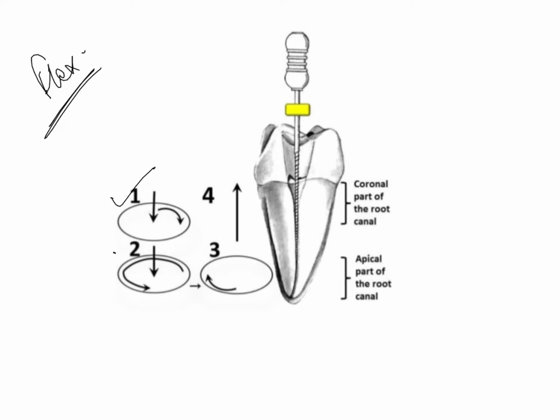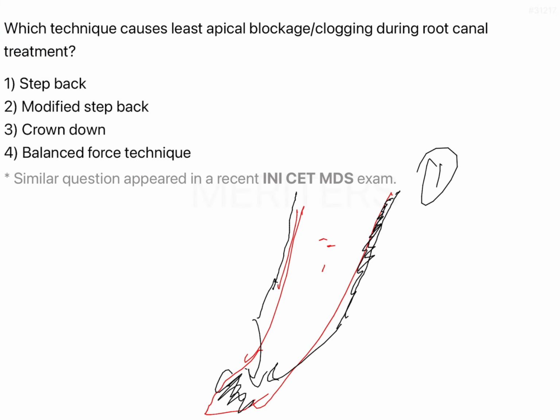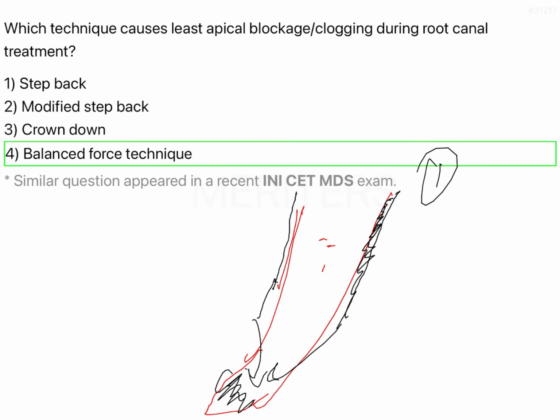When you pull it out, all the dentine which was there has been present within the flutes of the instrument, and it will just come out with the instrument. So your blockage or apical clogging was very less when you used this technique, and that is why this technique is very famous when you're using hand instrumentation in order to remove whatever dentinal shaving. And the apical region is the most important region where you perform this so that you can ensure that your root canal therapy is a success. So coming to the question over here, the least clogging is going to be caused by balanced force technique.